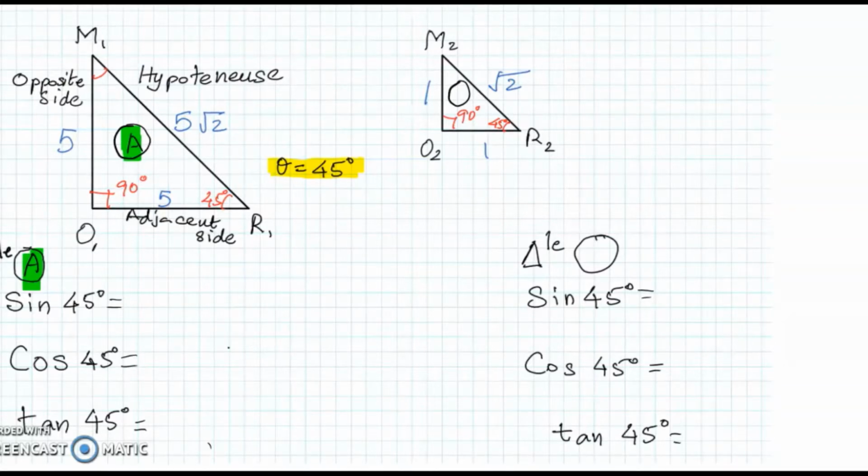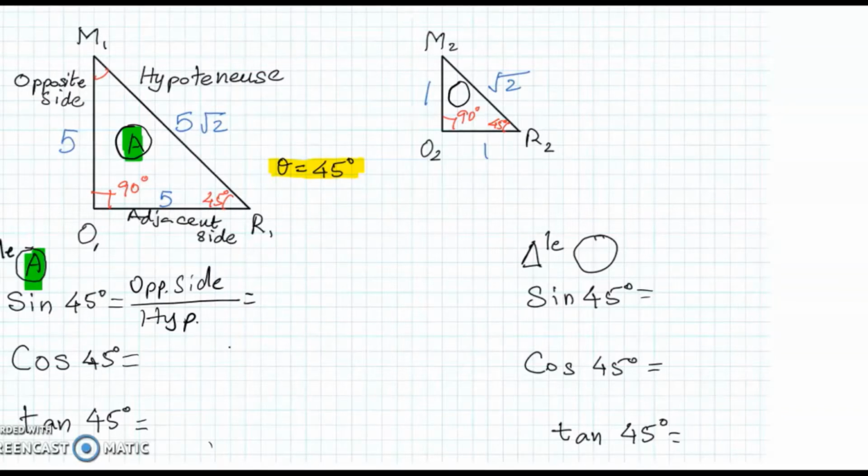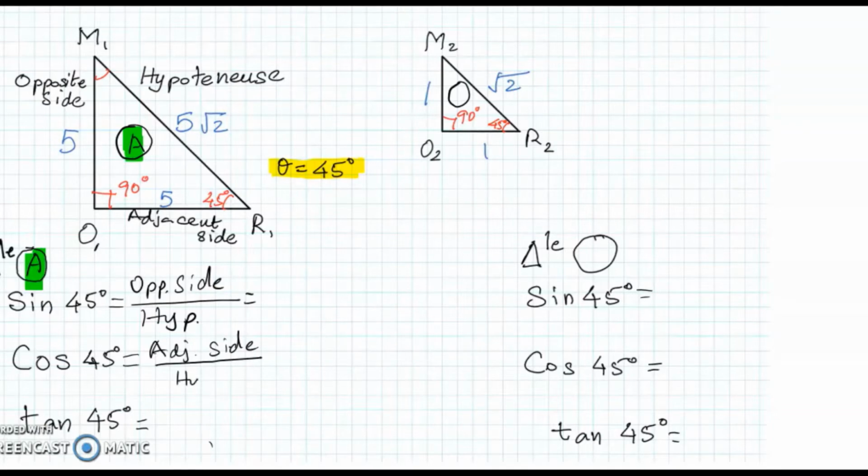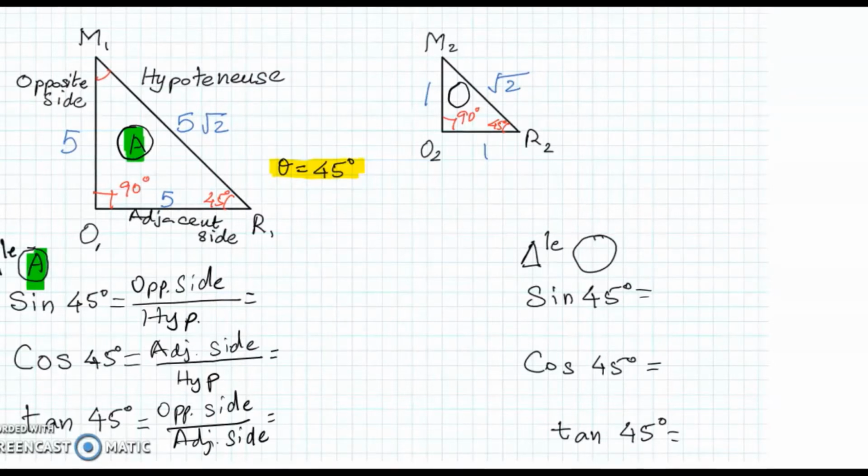So sine 45 degrees we know is equal to opposite side over hypotenuse. I'm writing it in short form. And similarly, cos 45 degrees is equal to adjacent side over hypotenuse. And our tan 45 degrees is equal to opposite side over adjacent side.